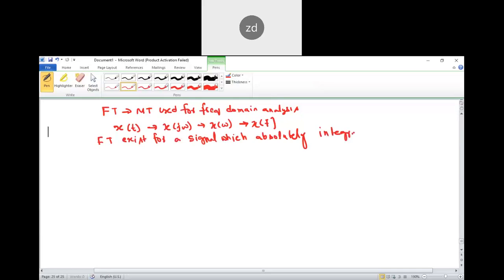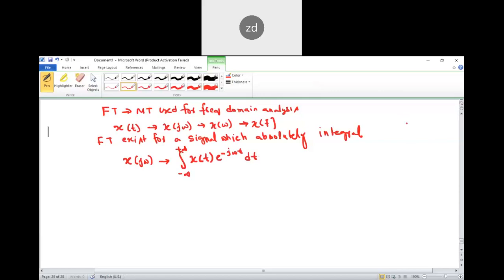Okay, so if you have to represent the Fourier transform of a function x of t, there are two formulas for it. One is the integration from minus infinity to plus infinity of x of t multiplied with e power minus j omega t dt.